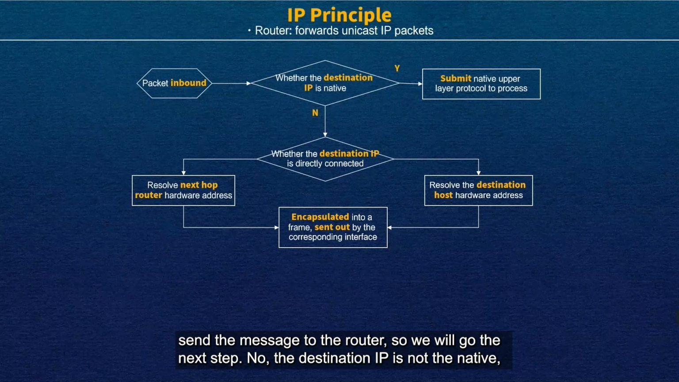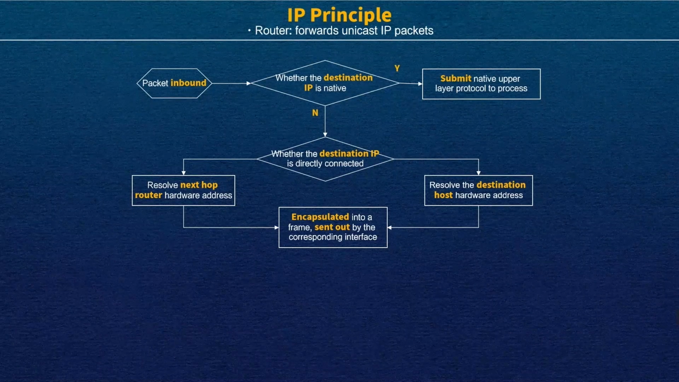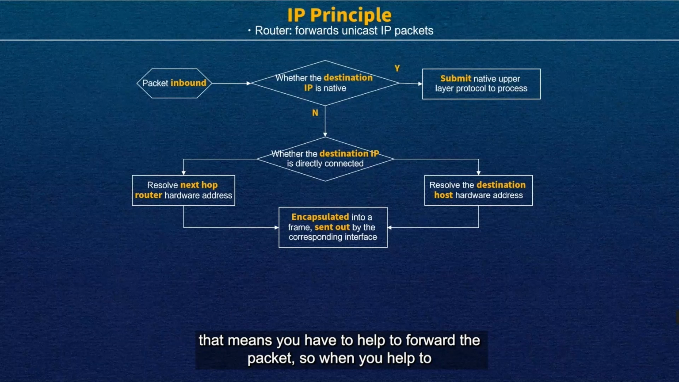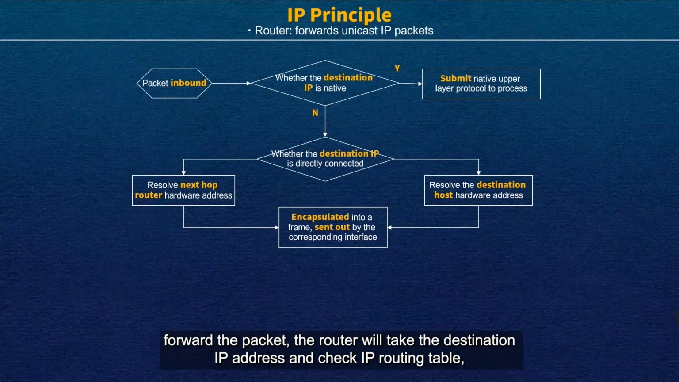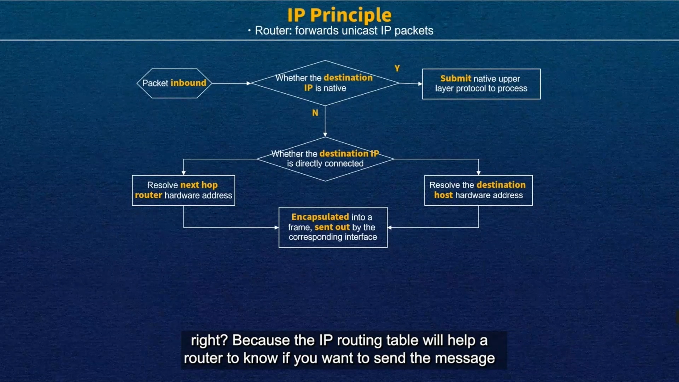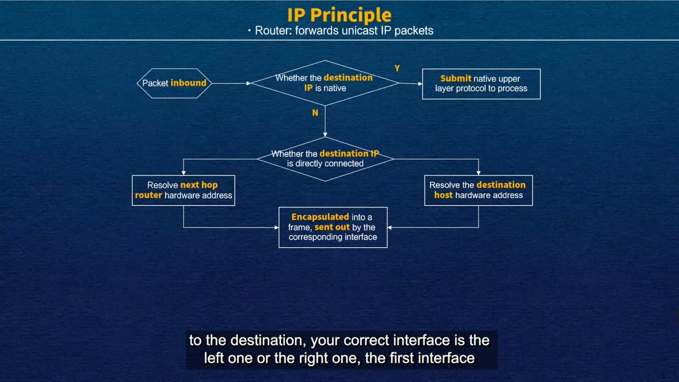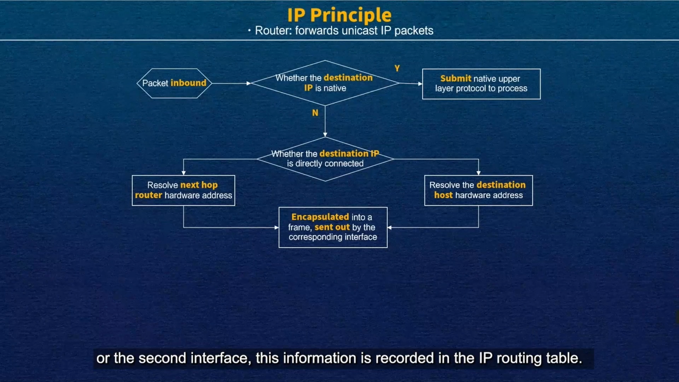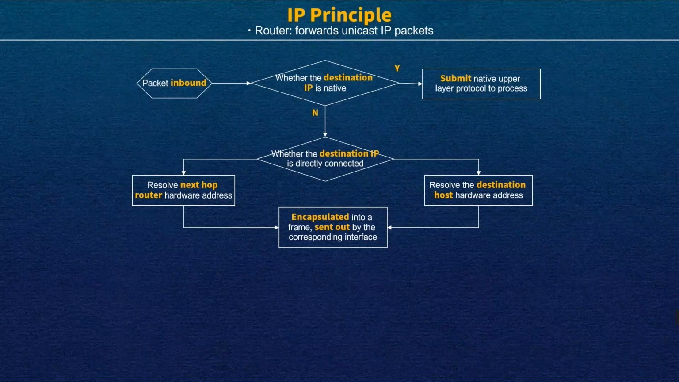No, the destination IP is not native. That means you have to help forward the packets. So when you help forward the packets, I will take the destination IP address and check your IP routing table, right? Because the IP routing table will help the router know, if you want to send the message to the destination, whether the correct interface is the left one or the right one, the first interface or the second interface. So all of this information is recorded in the IP routing table.